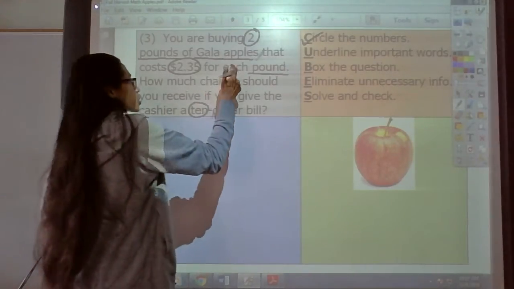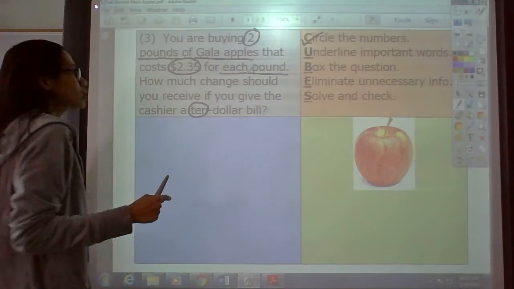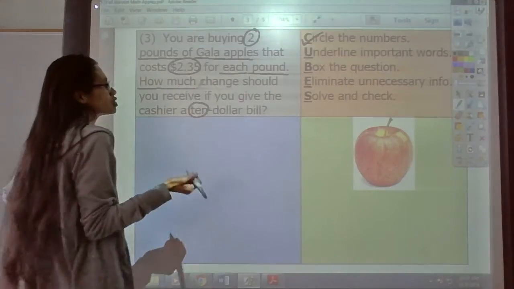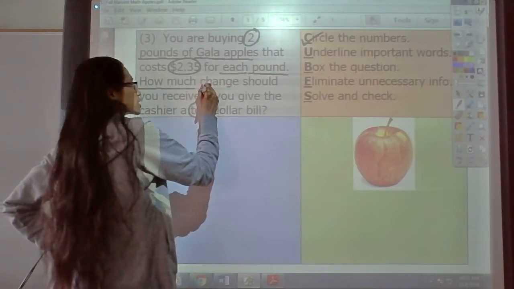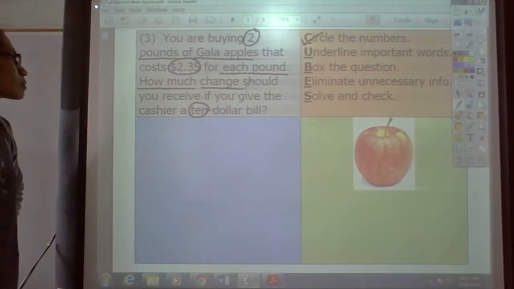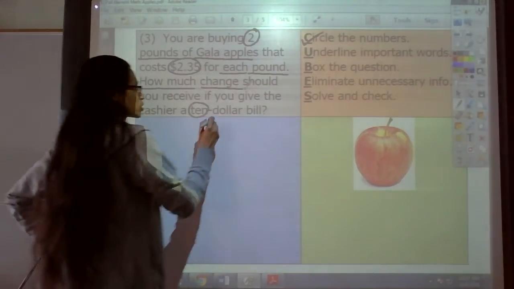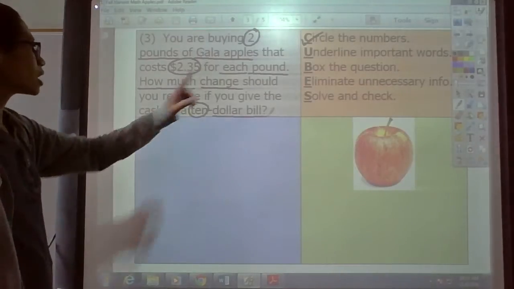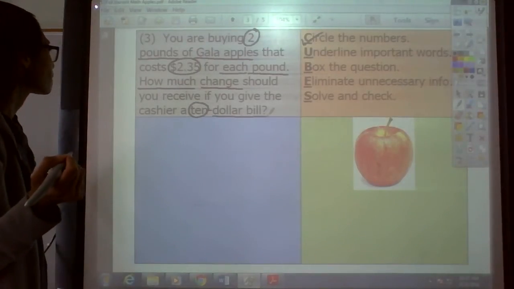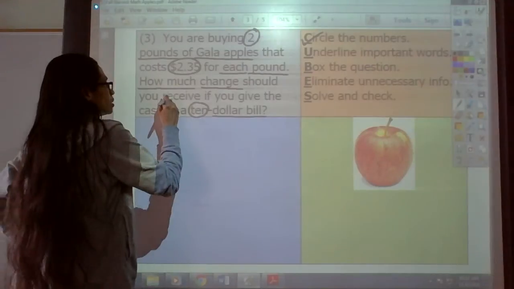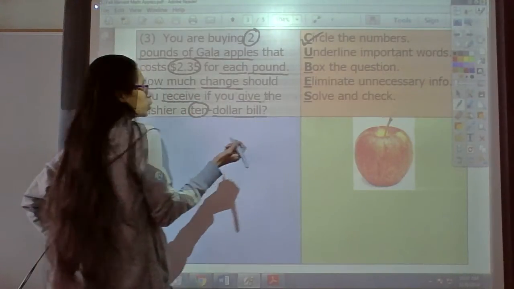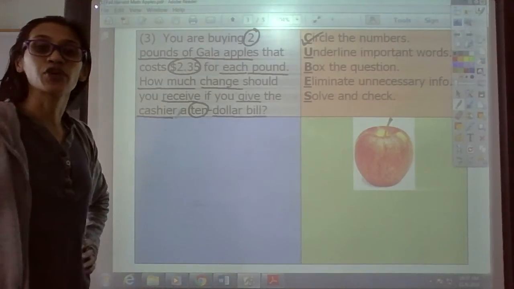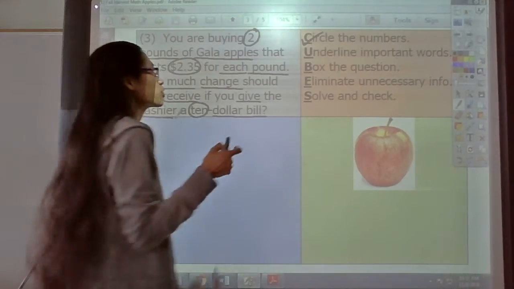Oh, you know what? This word right here, each. That's an important word. Remember that each is an important word. How much? What else do you see? Change. That's an important word. Oh, you can underline dollar bill, $10 bill. What else do you see? You can say receive, and you can underline give if you want to. You want to underline cashier? That's fine. All right, I think we're good. If there are any other important words that you found, you can underline those too.